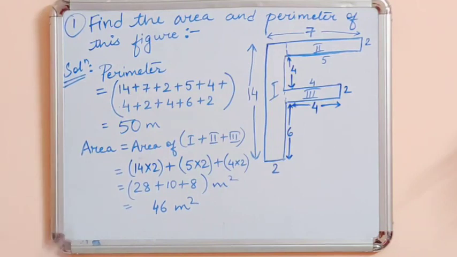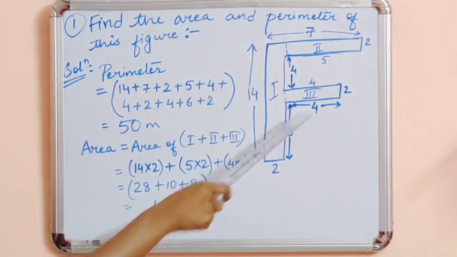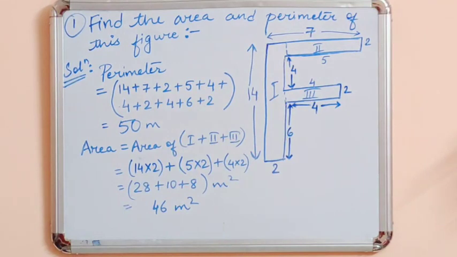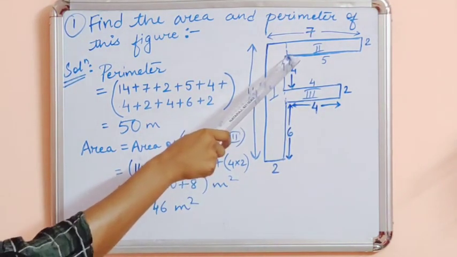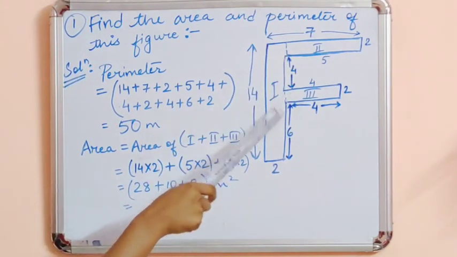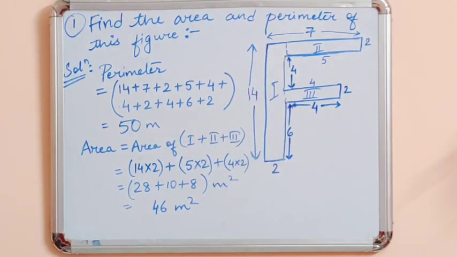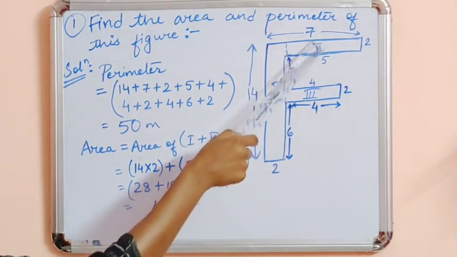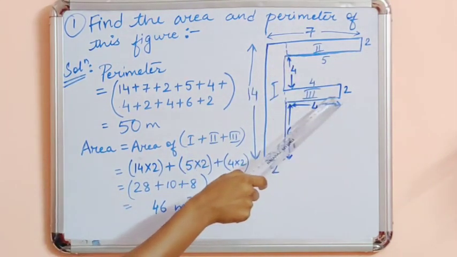Now moving on to area. As you can see, this shape is made up of different rectangles. So I have divided this into 3 rectangles and we will be finding the area of each rectangle and then we will be adding up all the 3 areas. You can divide it in other shapes also, like you can also divide this horizontally and you can find the area. Now, so this is our first rectangle, this is our second rectangle and this is our third rectangle.